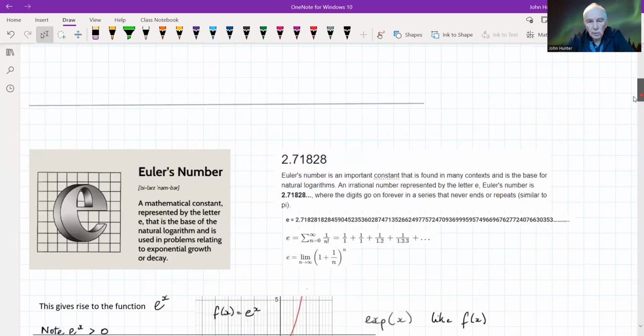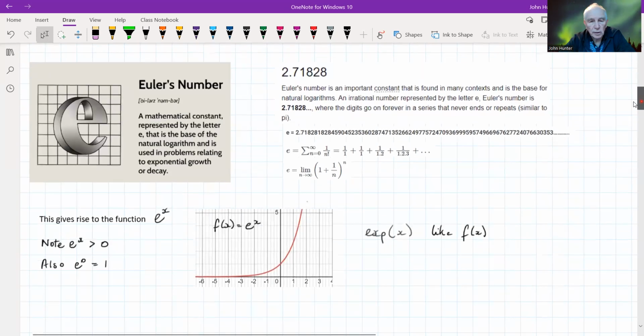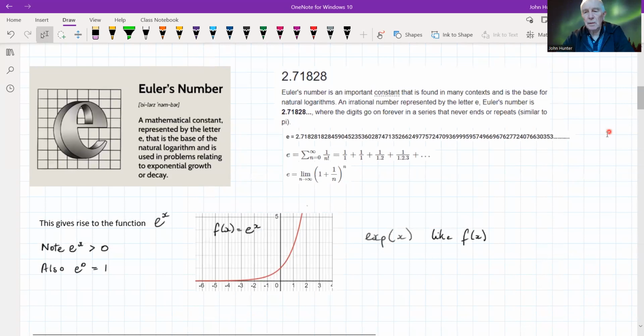So let's just talk about Euler's number, because this is fundamental when we're talking about most problems and aspects of Exp and Log. It's an important constant that is found in many contexts, the base for natural logarithms. An irrational number represented by the letter e. Euler's number is 2.71828, where the digits go on forever. That's an irrational number. And there we go. So that's been evaluated to about 100 decimal places.